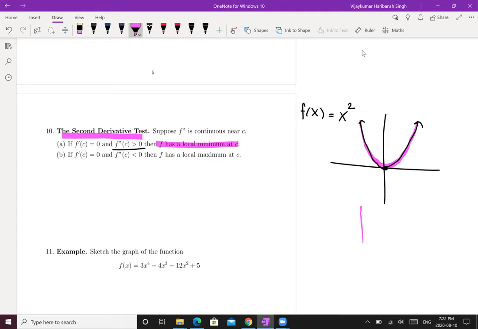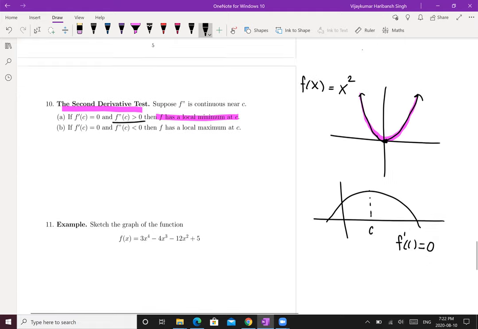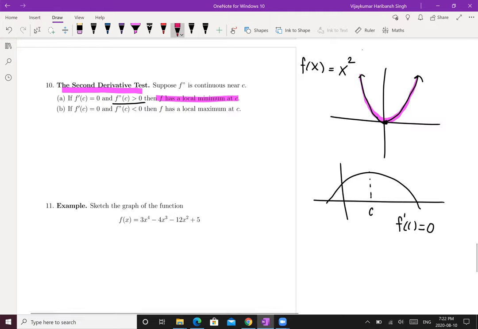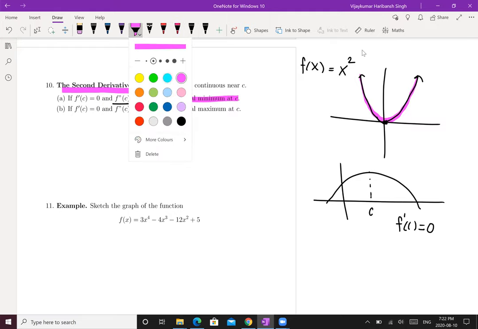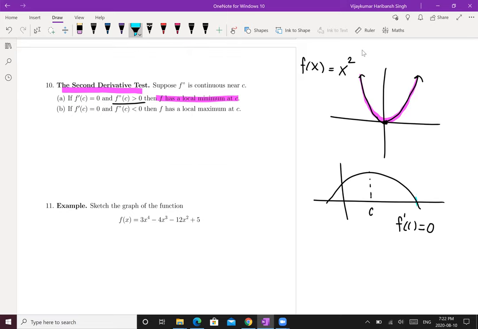Similarly, we'll get F has a local maximum at C. If first of all, what should happen? F prime of C is equal to zero. That means it's a critical number. And not only that, the second derivative has to be less than zero. That means the graph has to be concave down for it to have a local maximum.